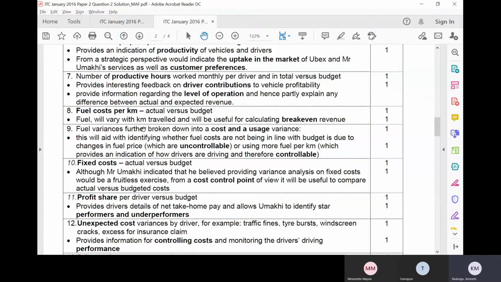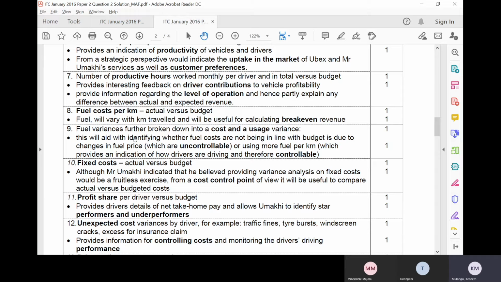So that's productive hours. Fuel costs per kilometer, that's quite straightforward. What are your costs for breaking even against revenue? Your fuel variance, let's look at this one, is further broken down into a cost or a usage variance. This will aid with identifying whether fuel costs not being in line with budget is due to changes in fuel price, which are uncontrollable, or using more fuel per kilometer.